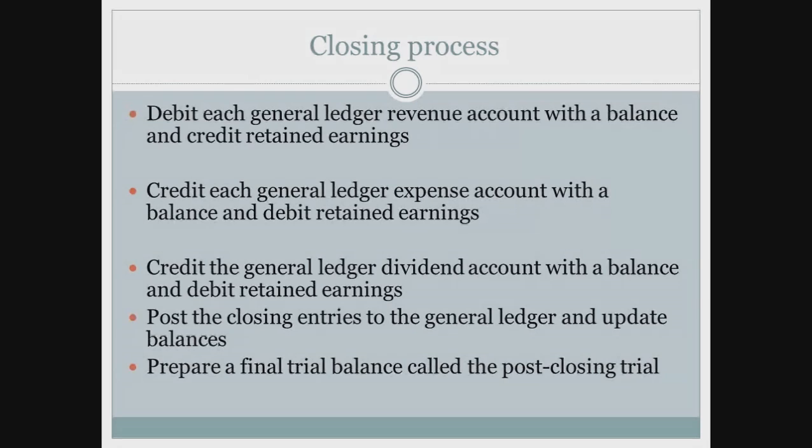So we'll journalize, we'll post to the ledger, same journals we used before, same ledger, and once the balances are complete in the ledger, we'll do one final trial balance to make sure everything balances.